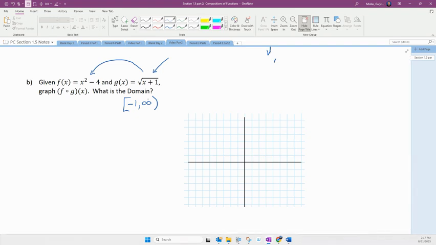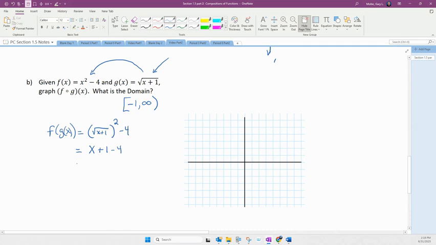So even though I may graph this or create this new function, right? So f of g of x, as I create this new function, I get x squared minus 4. But the square root of x plus 1 goes in here. And then that simplifies out. The square and the square root cancel out. And it looks like I get a nice statement of x plus 1 minus 4. I get the equation x minus 3, which we know has no domain restrictions.